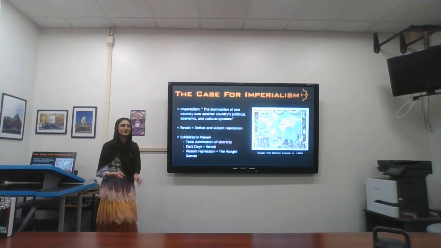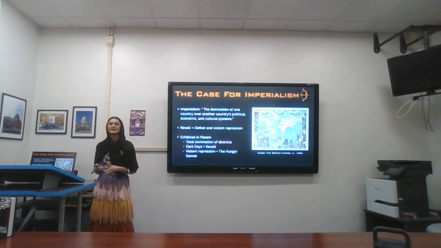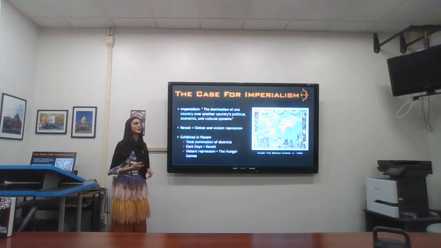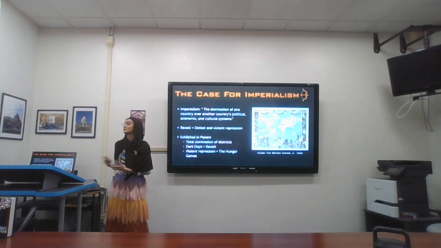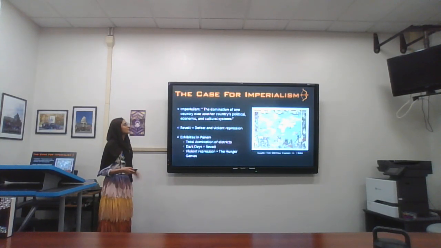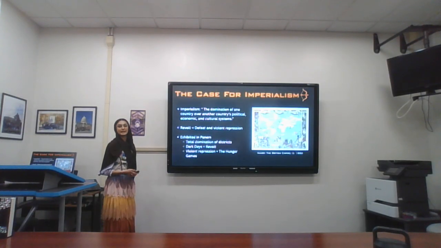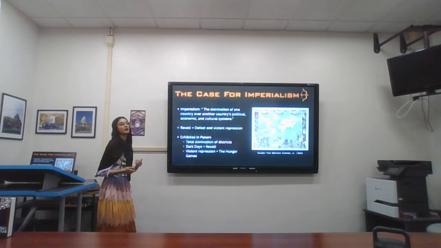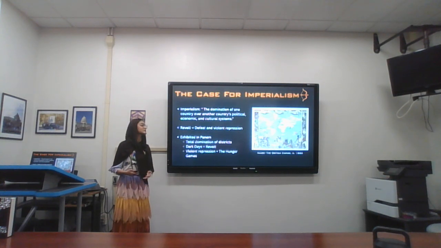Now, in order to understand the ways that geography implicates politics in Panem, I first need to figure out what kind of state Panem functioned as, because different kinds of states have different land resource policies. Now, I quickly began building a case for imperialism, which, according to JSTOR Daily, is defined as the domination of one country over another country's political, economic, and cultural system.